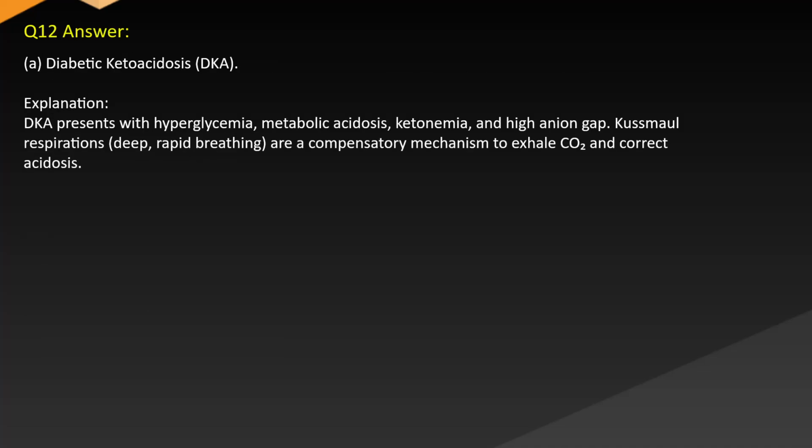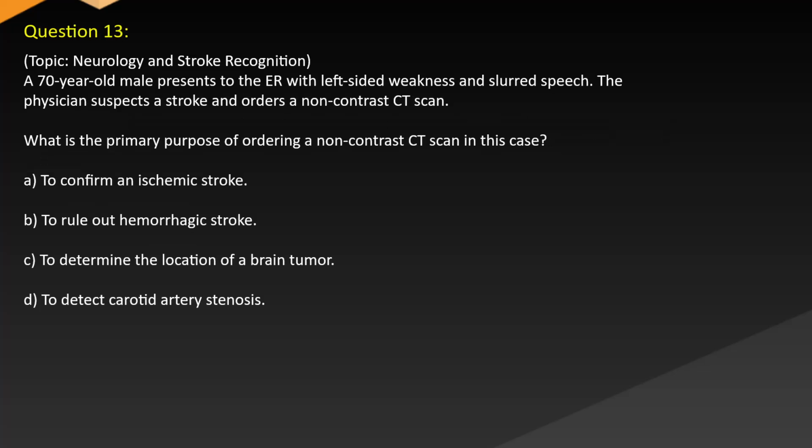Explanation: DKA presents with hyperglycemia, metabolic acidosis, ketonemia, and high anion gap. Kussmaul respirations, deep rapid breathing, are a compensatory mechanism to exhale CO2 and correct acidosis. Question 13. Topic: Neurology and stroke recognition.